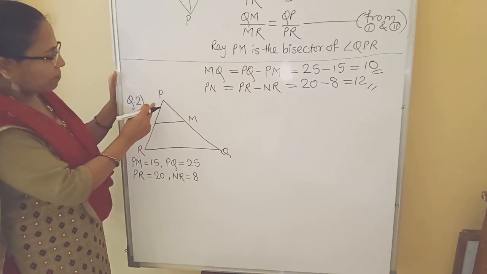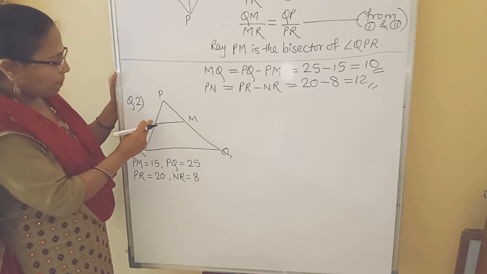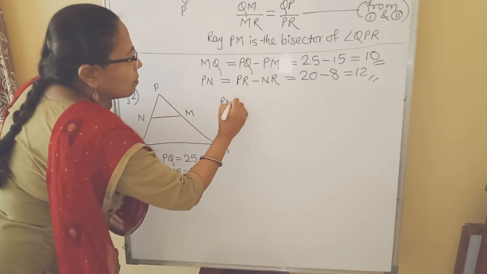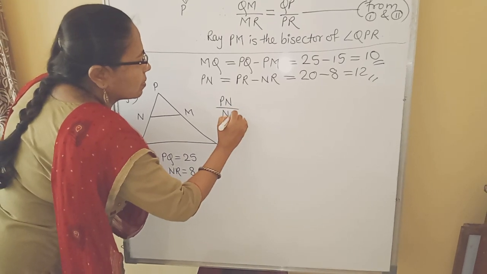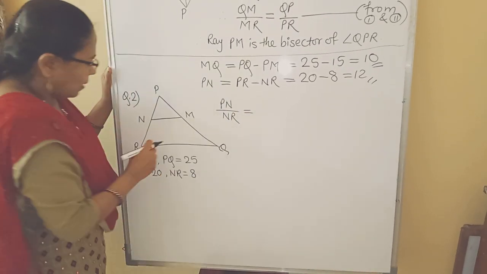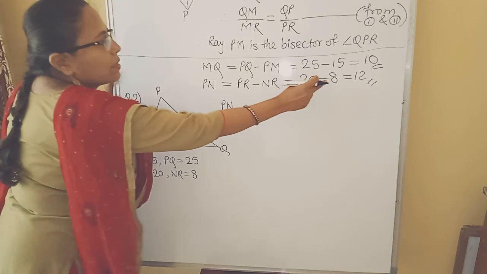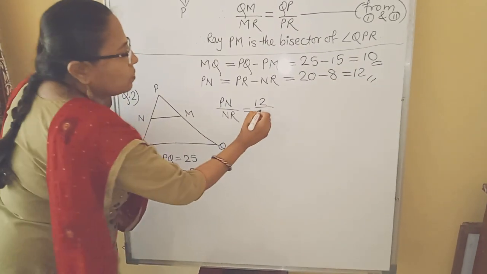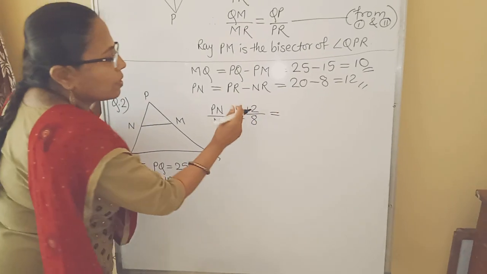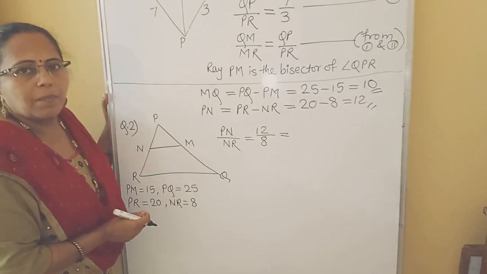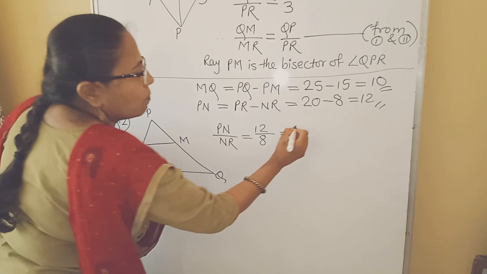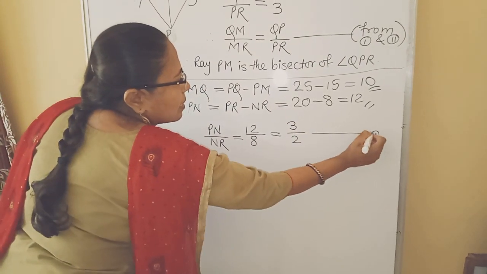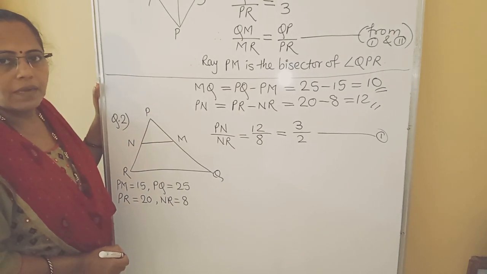Okay. Now we will find out the first ratio PN upon NR. PN is equal to 12 and NR is equal to 8. 12 and 8 both are divisible by 4. 4 3s are 12, 4 2s are 8. This is our statement number 1.